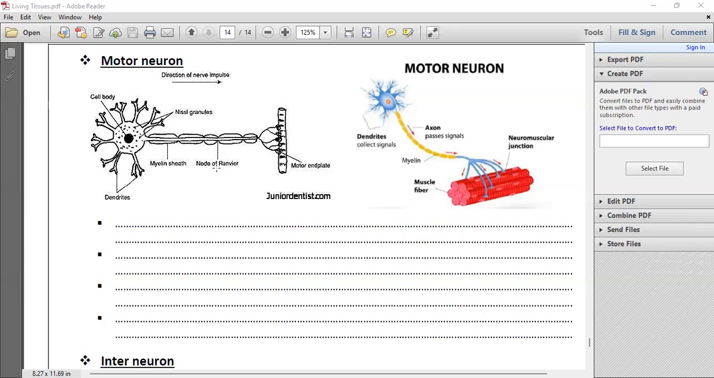Okay, so write like this. Function of a motor neuron is to transmit nerve impulses from the central nervous system to the effectors.